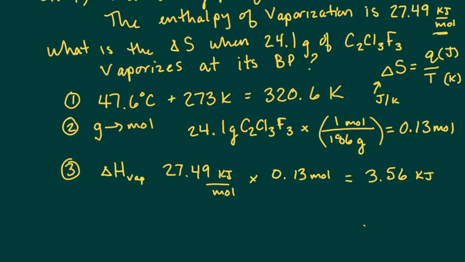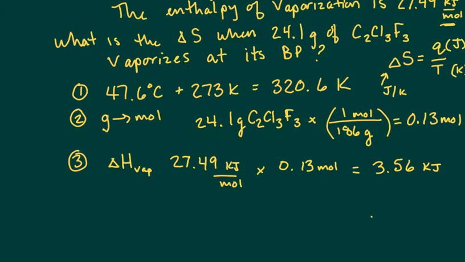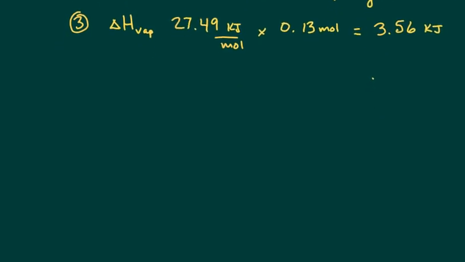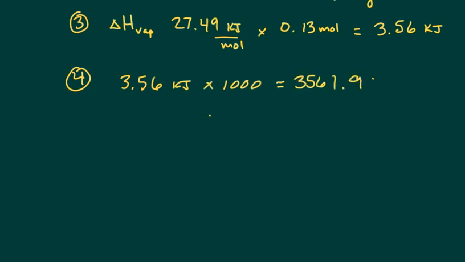Well, ultimately, we want to get this in joules, though. This is just a big game of manipulating our units and converting units. So, step 4 for this is going to be to get to joules. So we're given 3.56 kilojoules, and we want joules, so we're going to multiply by 1,000, and we get 3561.9, and that, again, is in joules. So now we are ready to plug it into our equation.